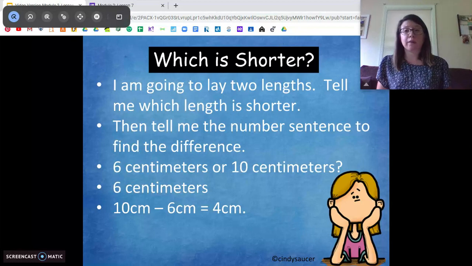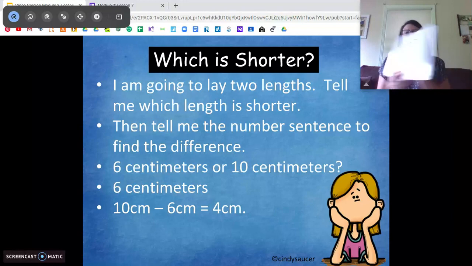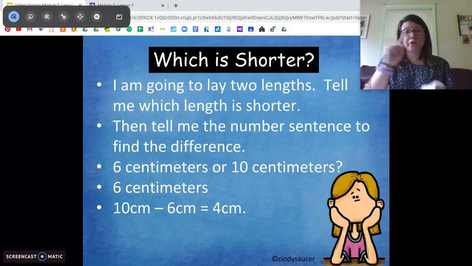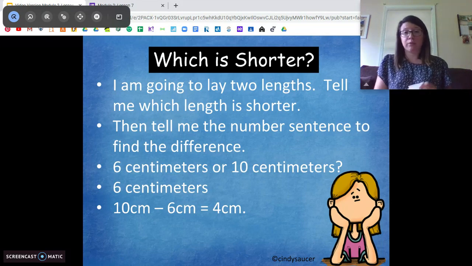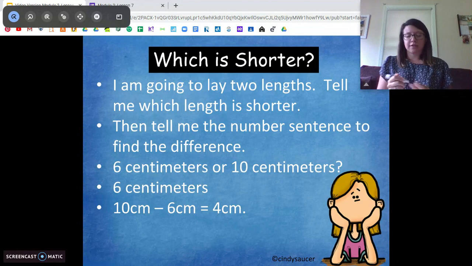You're going to do that for each one. On your paper, you can just write the subtraction sentence. So on your paper, all I need to see is this. You don't need to write the shorter length, but I want you to identify it when we go over it, and identify it in your head so it's easier to write the subtraction sentence.